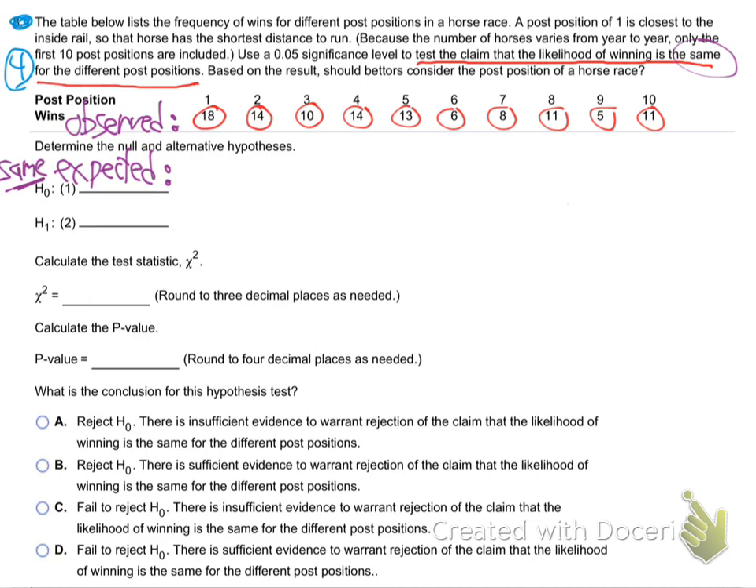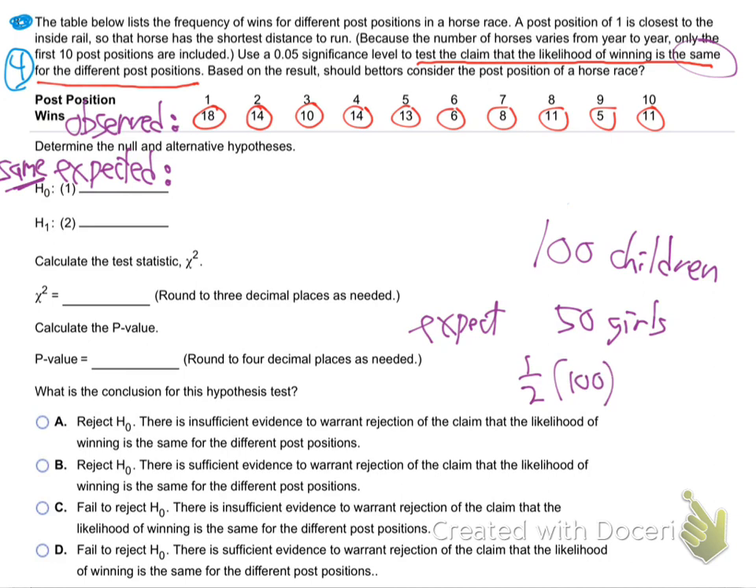Let me ask you this. If there are 100 children born at the hospital this month, how many girls would you expect? 50. 50 girls is what you would expect. Now, how did you come up with that calculation? You took a half times 100, or 100 divided by 2. Same thing. In other words, you took the probability.